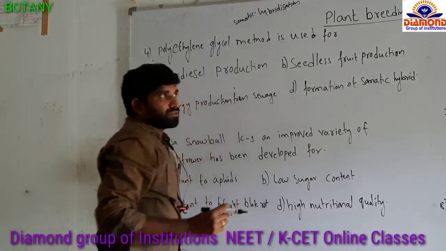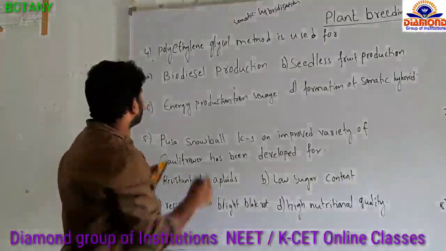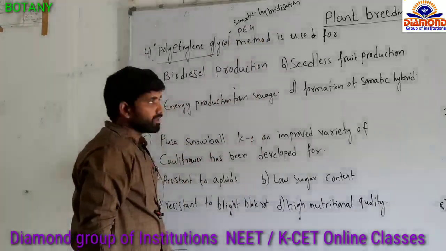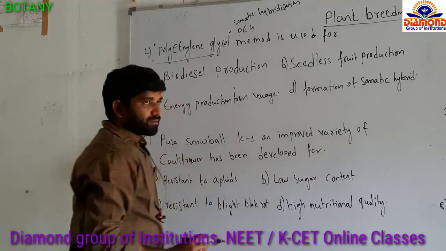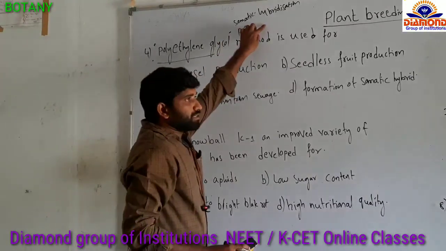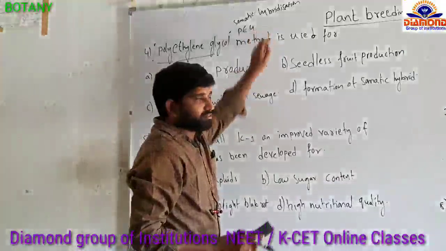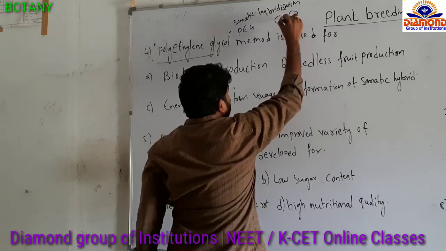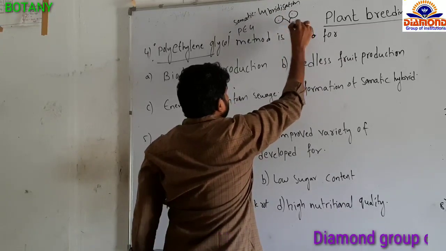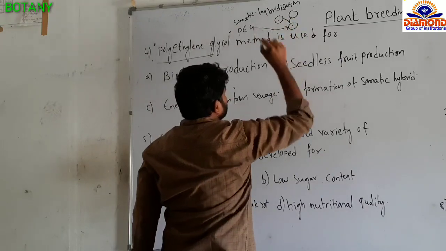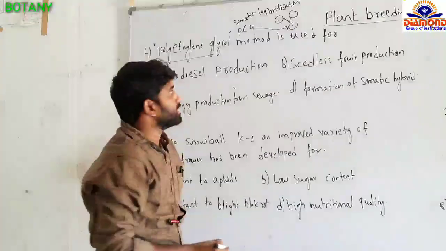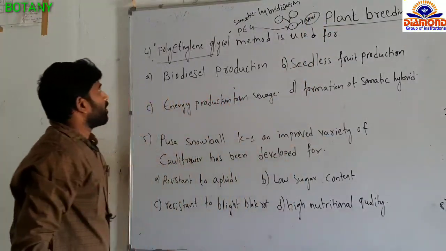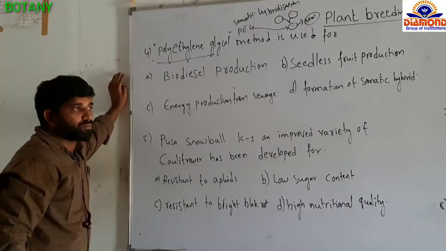In the process of somatic hybridization, we use polyethylene glycol, also called PEG. So what's the use of this polyethylene glycol? Like in hybridization, two different plant cell protoplasts are combined together by the presence of PEG and then form a hybrid. That hybrid can act as a new variety of plants. So the polyethylene glycol method is used for the production of somatic hybrids.